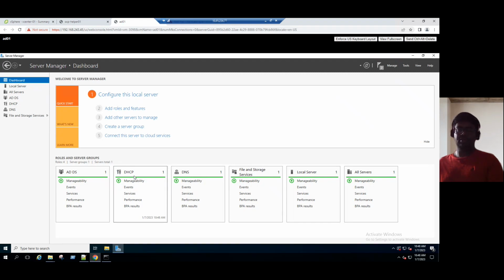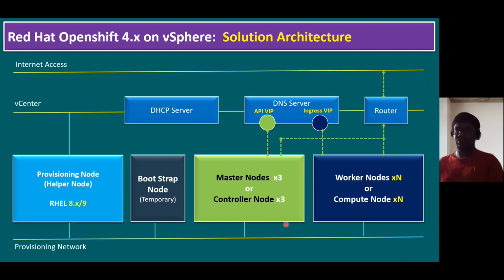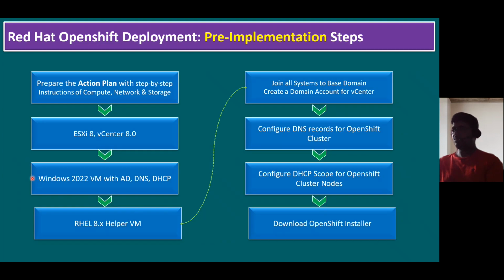Okay, so according to the prerequirements, we are ready with our required roles: DNS, DHCP, and ADDS. Okay, so this portion is completed. Now let's go back to the other slide. I'll just explain the pre-implementation steps, a high-level overview.